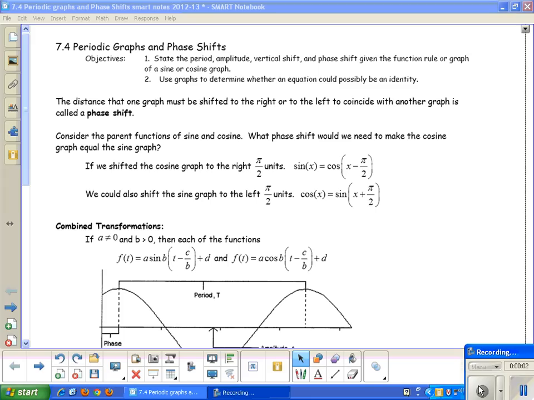Section 7.4, periodic graphs and phase shifts. Our objectives are to state the period, amplitude, vertical shift, and phase shift for the given function, rule, or graph of a sine or cosine graph, and then eventually we will be graphing these.